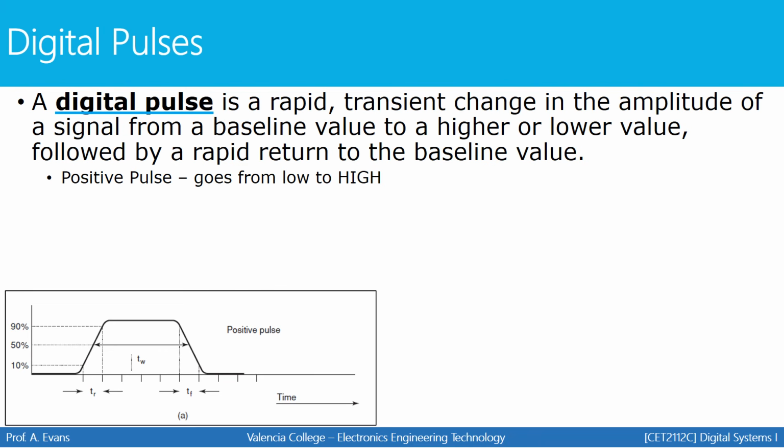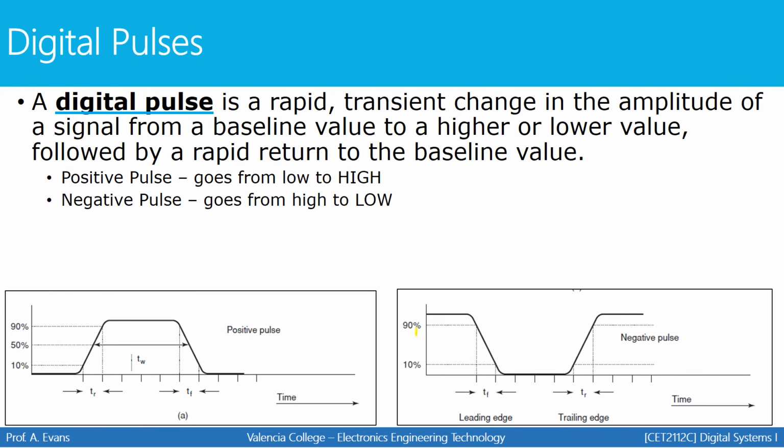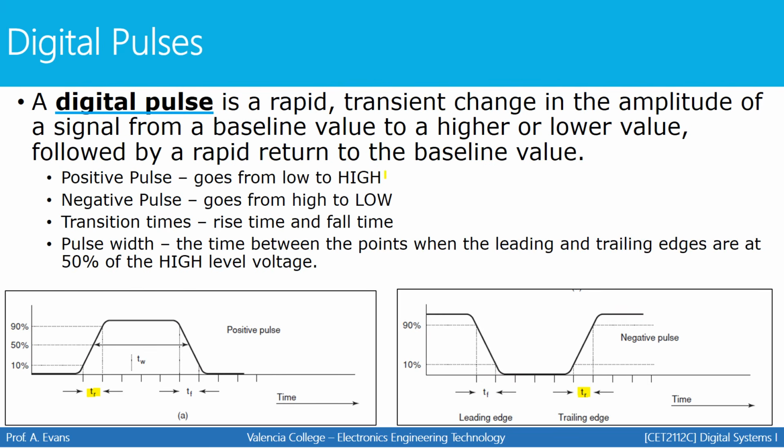A positive pulse can go from low to high. This is an example of what a positive pulse might look like. A negative pulse will go from high to low. This is an example of what a negative pulse might look like. You have what's called transition times: a rise time, which is labeled as T_R, and you have the rise time here. And then you have what's called the fall time, which is T_F, right here and right here. And that's basically the amount of time it takes to go from low to high or high to low.